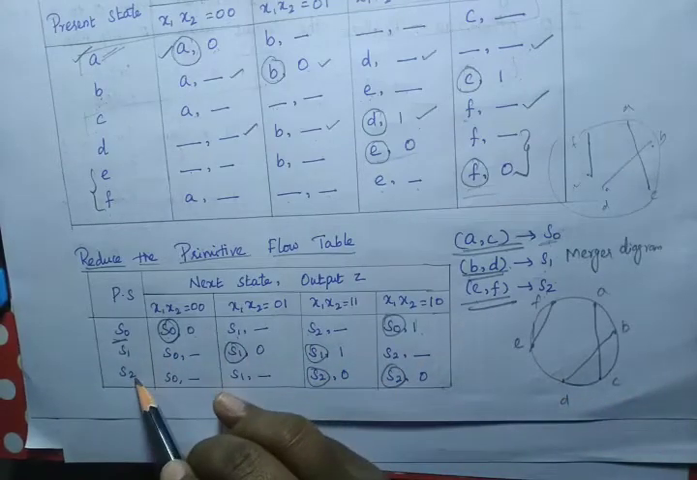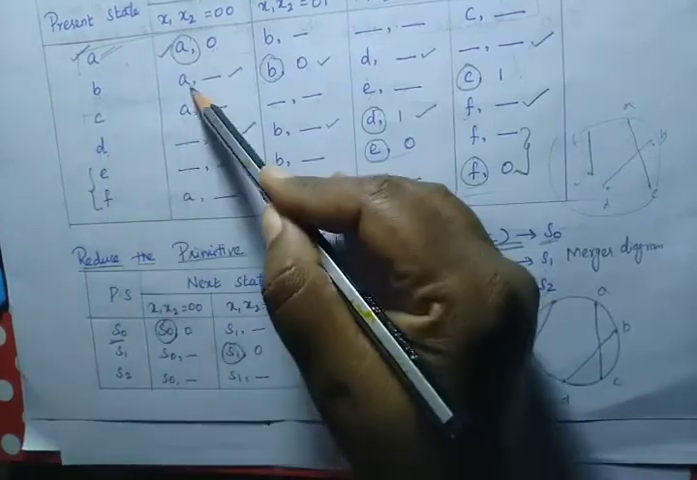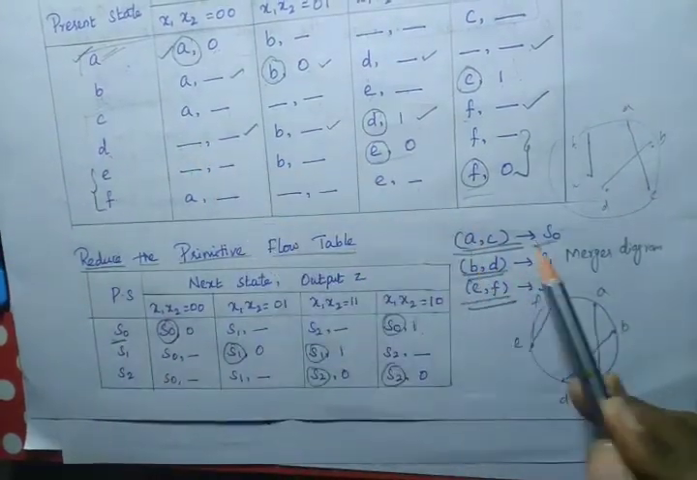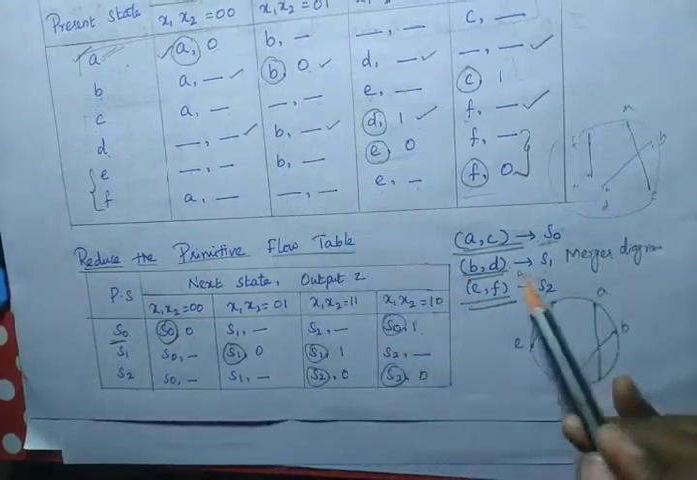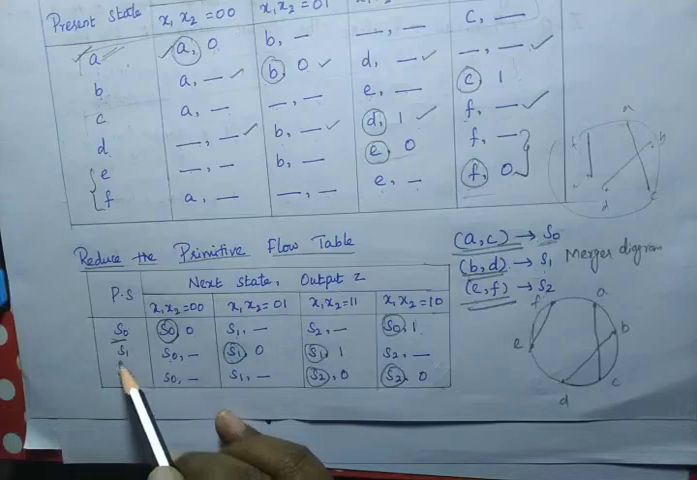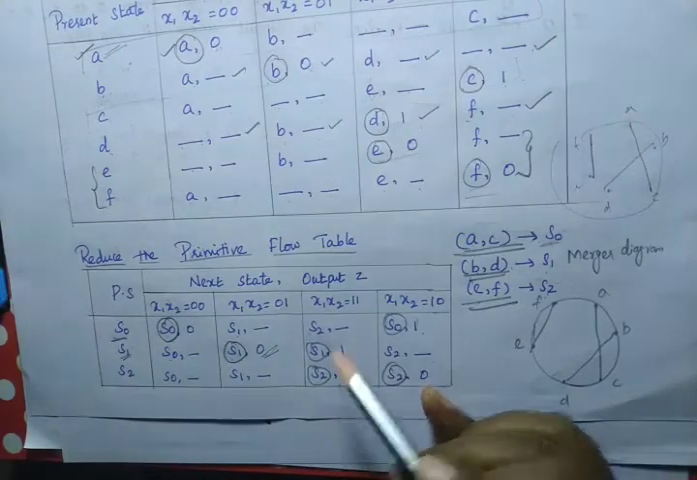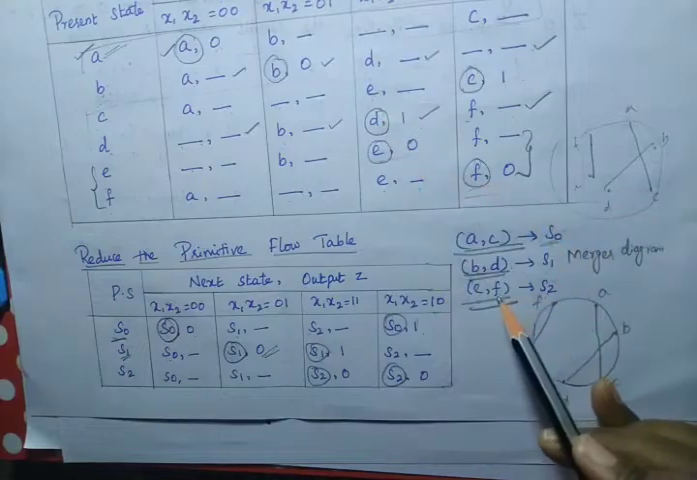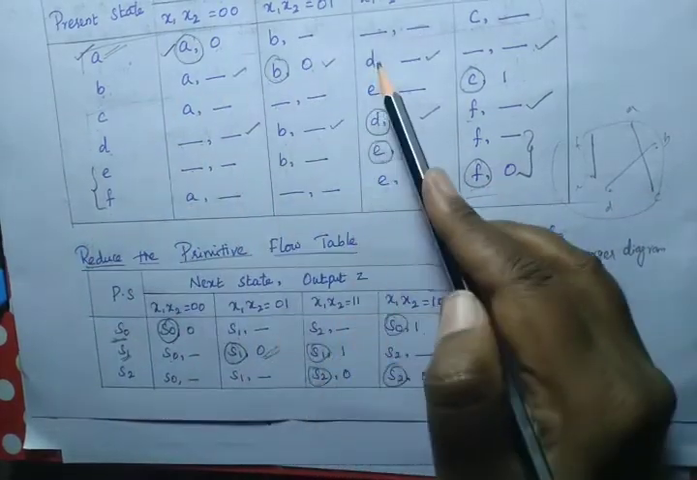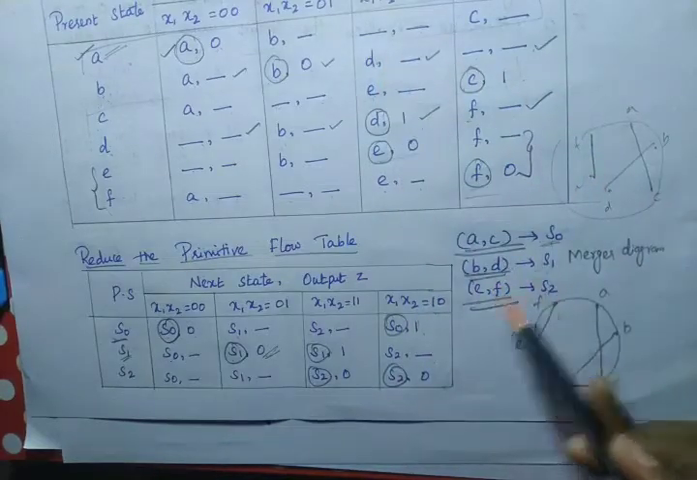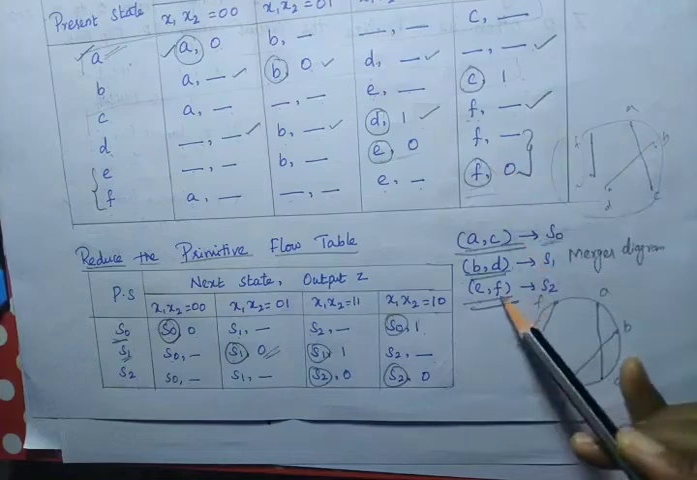Similarly S1, S2. So what are S1 and S2? That is B and D. Now check this B and D. Here we have A. So A is S0. Then here we have B. So B is S1. Since it is the S1 state, we have to represent this output. Then here we have E. So E is S2. So we have to represent S2. Here we have D. So D is S1. Next here we have dash, that is F. So here we have S2.